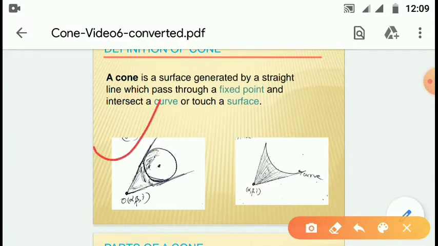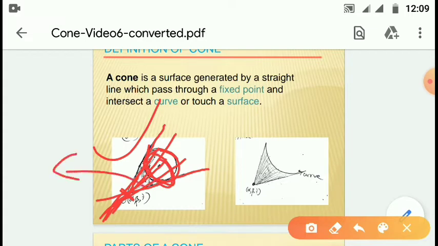In the first case, this is a surface and this is the fixed point. You can draw straight lines from this fixed point so that they are touching the surface. We can draw many such lines. For example, around this sphere we can draw a lot of such lines. All these lines form a curved surface like this. This is a cone, and such lines are called generators, and the fixed point is called the vertex of the cone.